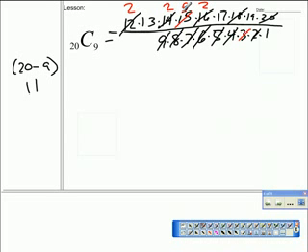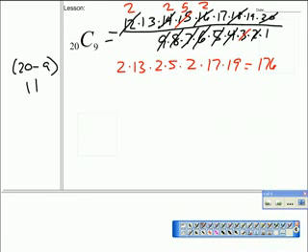So what happened to all those numbers on the bottom? They just canceled. I'm left with 1, right? So on the top I now have 2 times 13 times 2 times 5 times 2 times 17 times 19, which I can do on my calculator now. You should get like 176,000 something.